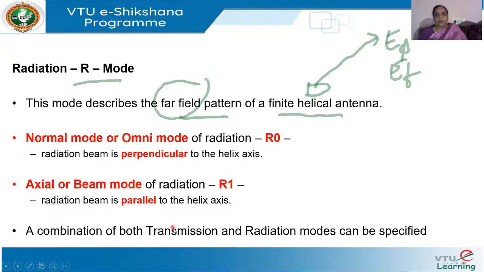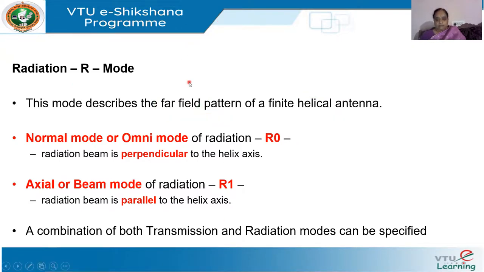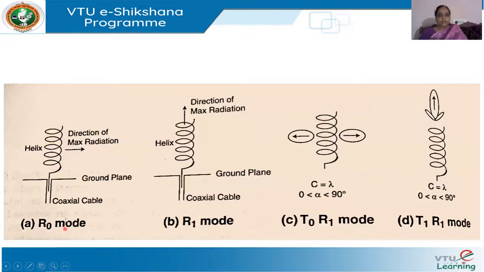Okay, you can also have a combination of transmission and radiation modes. They can coexist. So these are the figures of R0 mode. This is your coaxial cable and ground plane, and this is your helix antenna. So here the radiation is normal mode. R0 is normal mode. The radiation is 90 degrees or normal, perpendicular to the helical axis. So where is the helix axis? This is your helix axis. So the radiation is perpendicular to this.